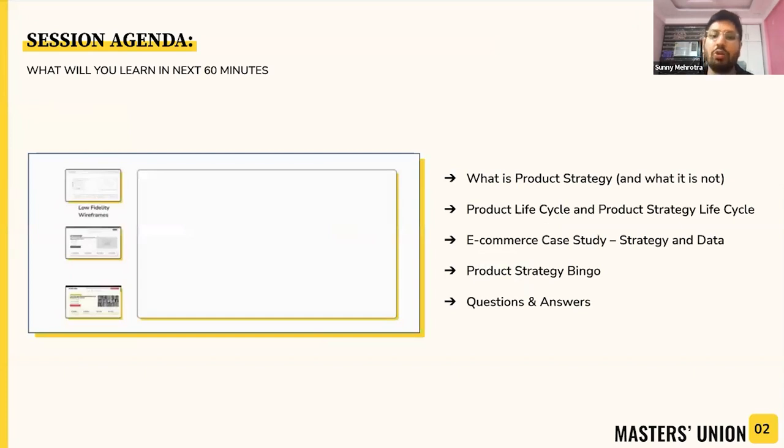Moving ahead, in this session, as I said, we'll discuss what is product strategy, and very rightly, what is not product strategy. We'll go through the product life cycle and the strategy life cycle and try to differentiate how they are different, and the nuances across both these categories, which we usually casually interchange in our conversations. Then we'll do a case study. We have a product strategy bingo as well, and then we'll open the floor for questions and answers. So let's dive into the discussions.